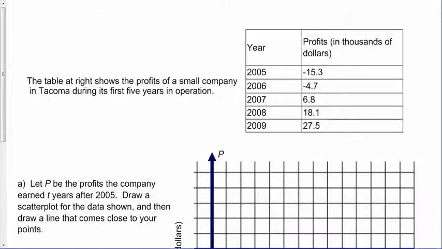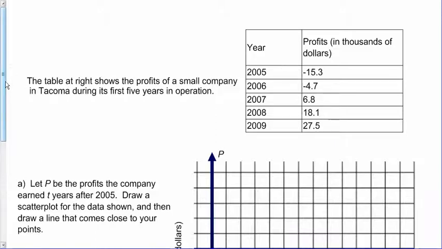The table at right shows the profits of a small company in Tacoma during its first 5 years of operation. So we can see it looks like the company started in 2005, and this gives us information through 2009. And we can see that they started off with their profits in the negative, so that means that they were losing money. But then notice that as time went on, they started making some money along the way.